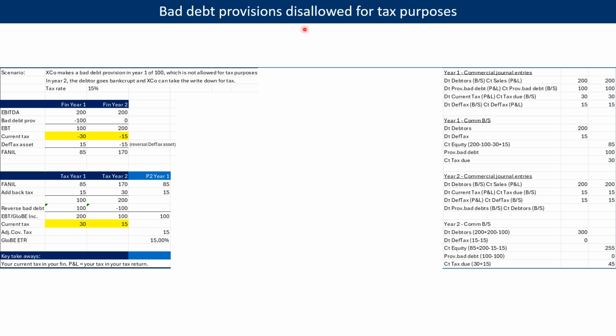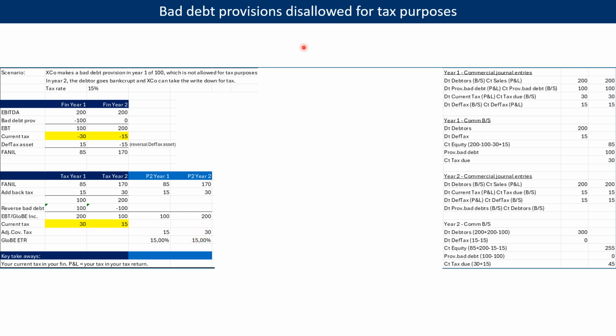And if we now look at our Pillar 2 return, we start with the final as always, 170. We had 30 in tax that we need to add back, so we actually had a GloBE income of 200. But then if we look at our taxes, we've got 15 in current taxes and 15 in the reversed deferred tax assets, which adds up to 30. And 30 divided by 200 is 15%. So again, no top-up taxes due.